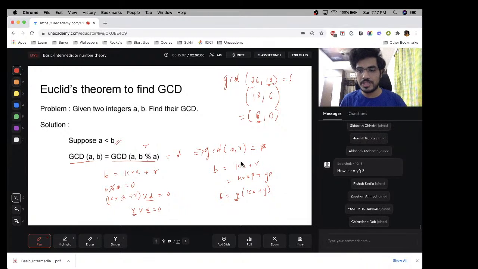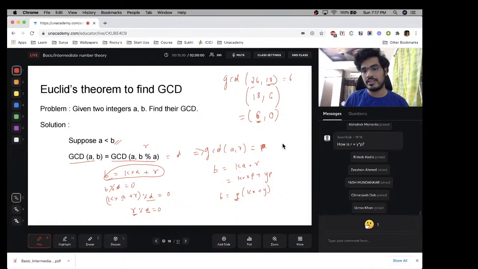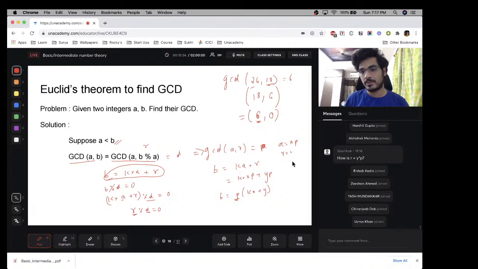So this is true because, suppose let's say B equals K A plus R. Then B mod A is R. Suppose GCD of A comma R is P. Since GCD of A comma R is P, we can write A as X into P, R as Y into P.